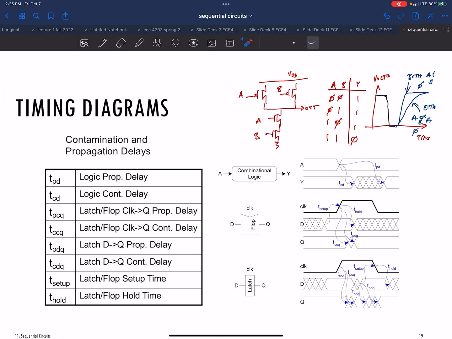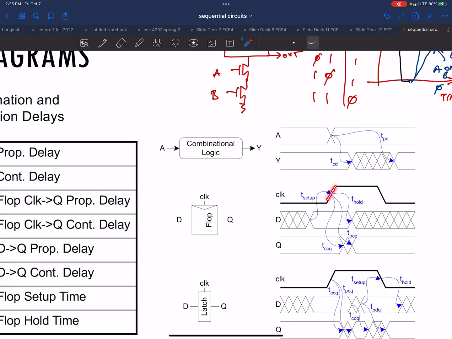Everybody clear why there's no D to output delay in a flip-flop? Because it doesn't matter. It's just whatever was on that rising edge of the clock. Okay? But we have two timings that are very important. If you do any kind of digital design, you'll hear these over and over again: setup and hold times. Have you guys heard of setup and hold times already? Your whole life is setup and hold times, okay?